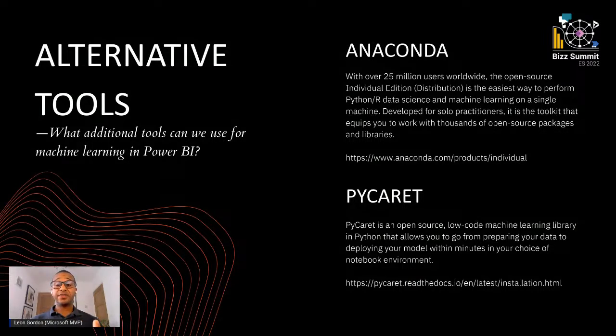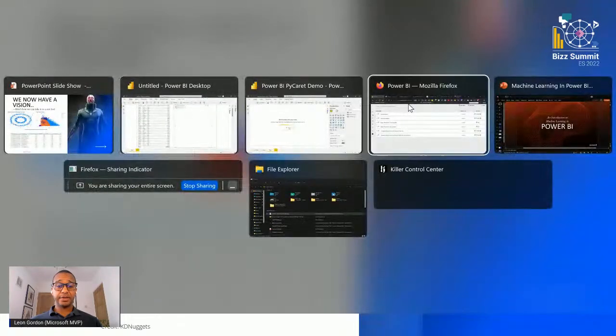Now, Anaconda is by far the easiest way to set up data science environments within your system, and it's available in a free distribution as well for an individual edition. We also are going to use a Python library known as PyCaret. Now, PyCaret is an open source, low-code machine learning library in Python that allows us to go from preparing our data to deploying our model within minutes. Okay. So to do so, let's go ahead and jump into our second demo.